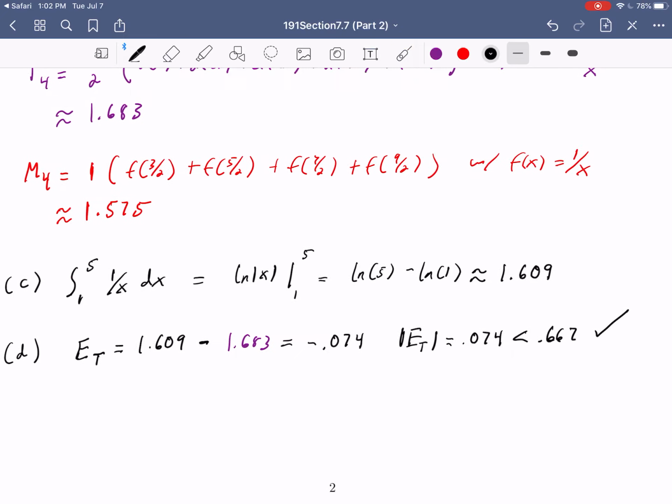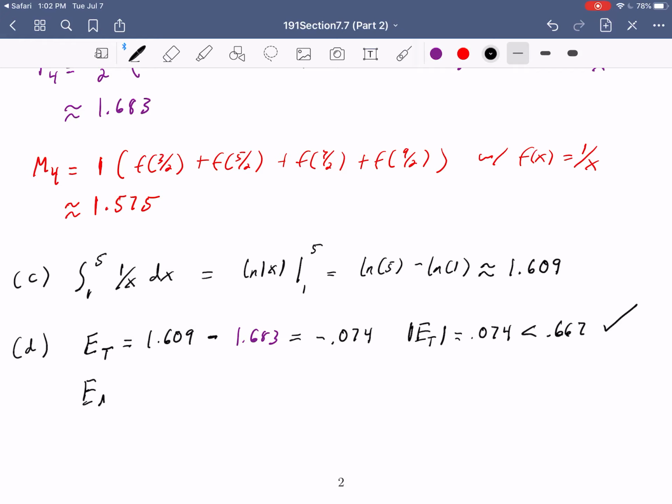Let's go ahead and do the same for the true error for the midpoint rule. For the midpoint rule, the actual value was 1.609 minus what we found from the midpoint rule, which was 1.575. If we do that, we get that 1.609 minus 1.575 error was 0.034. So you will notice that the midpoint rule in this case was a bit more accurate. And that tells us that the absolute value of the error here, of course, is just 0.034.